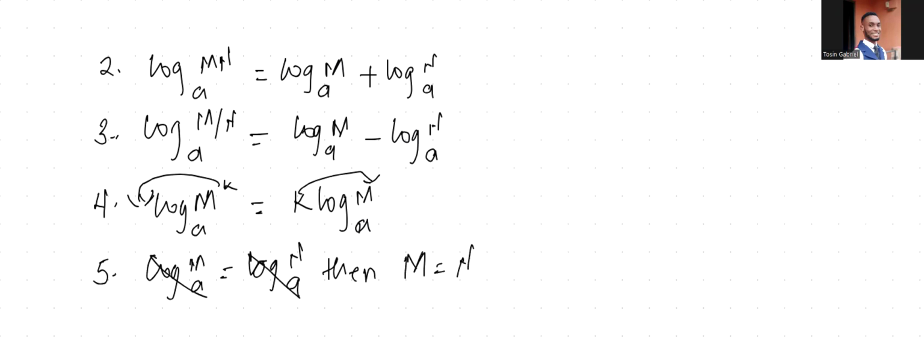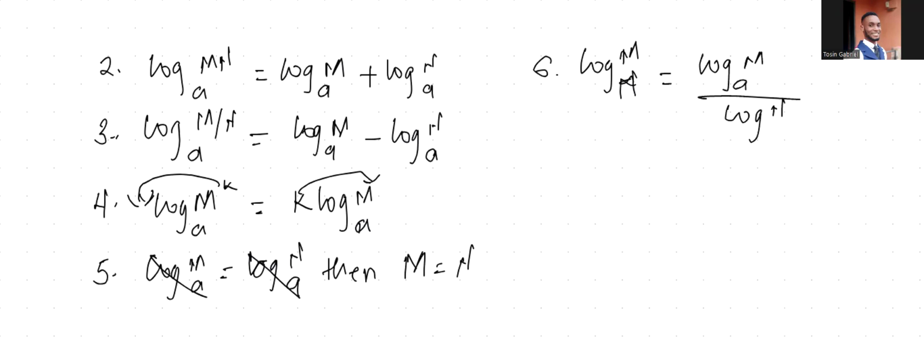Then finally, the sixth one, which is the law of changing base. For example, if you have log m base n and you want to change the base, say to a, it's going to be log m base a divided by log n base a. So it's as easy as that. So that is basically the laws of logarithm.